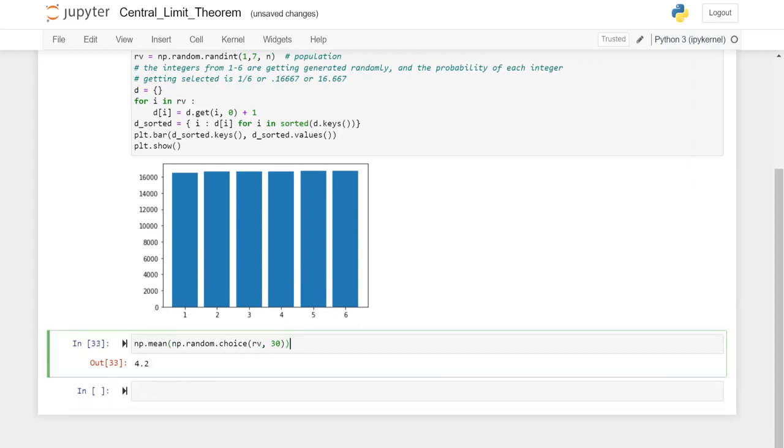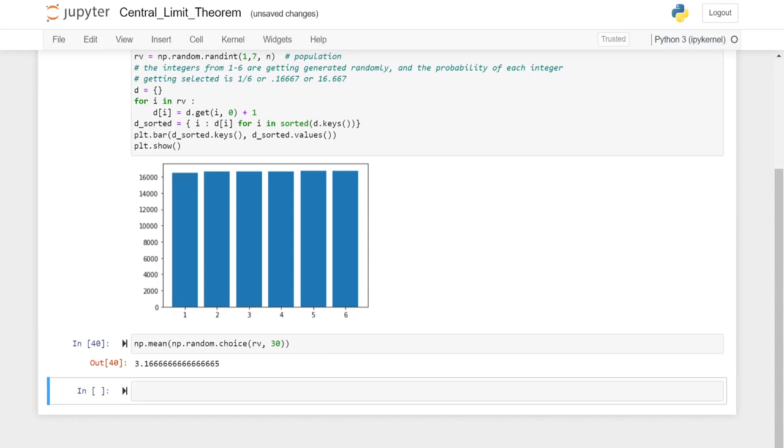4.2. Let us run it again. 3.56. Let us run it again. 3.3. Let us again run it. 3.6. See what is happening. Randomly it is selecting numbers. Every sample is going to be different. And hence, when we are taking the average of our sample, it is showing different numbers each time we run this. 3.7, 3.4, again run it, 3.1. Okay, good. It is expected to be 3.5, but it will not be 3.5.